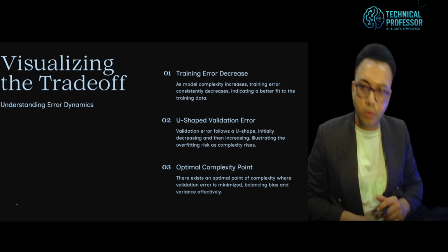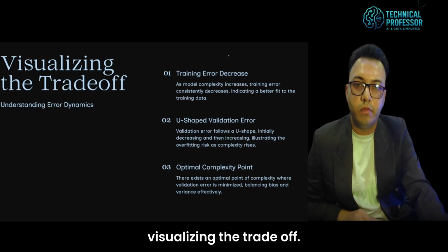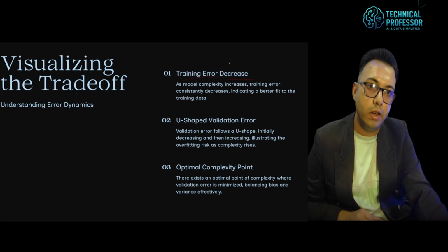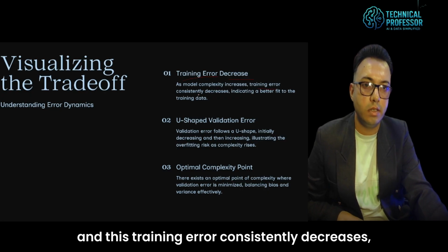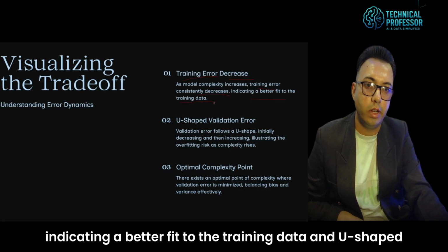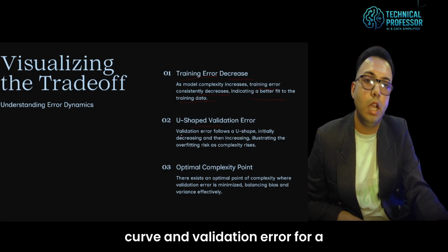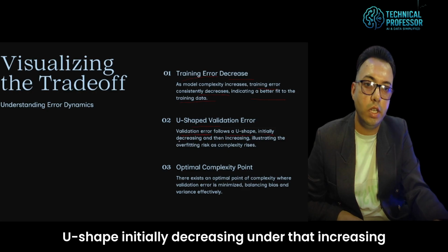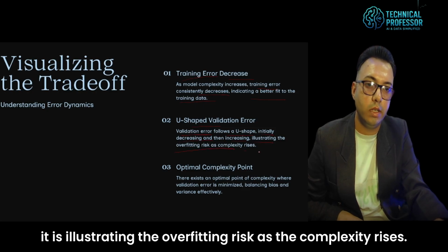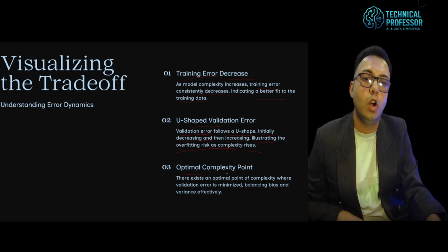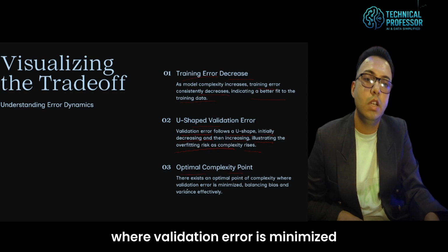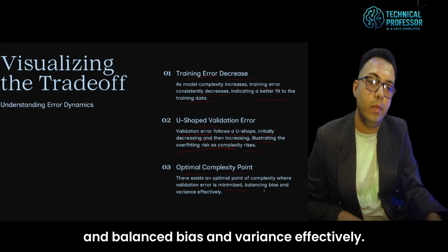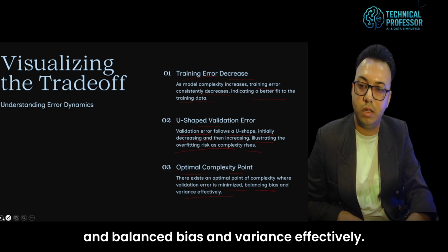Now we are going to understand visualizing the trade-off. First one is training error decrease. As the model complexity increases, training error consistently decreases, indicating a better fit to the training data. And validation error forms a U-shaped curve, initially decreasing and then increasing. It is illustrating the overfitting risk as the complexity rises. Optimal complexity point: there exists an optimal point of complexity where validation error is minimized and balances bias and variance effectively.